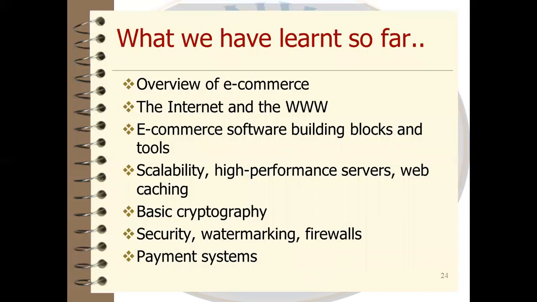So what we have learned basically is an overview of e-commerce, the role of internet and WWW in e-commerce, the e-commerce software building blocks. There are different kinds of software, the scalability, the high performance servers, the web caching, the basic portion of cryptography, which we will learn later, about those bitcoins and other currencies, the security, the watermarking, the firewall security system, and the payment system.